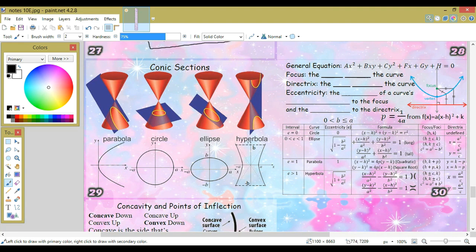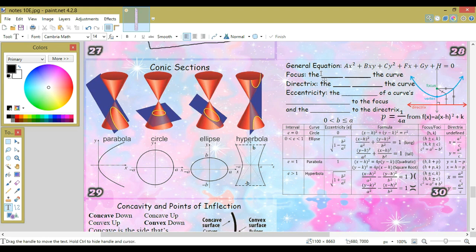Page 29, we have conic sections. These are all the different types of sections that you could cut on a cone. The only one we'll talk about that much in Algebra 1 is parabolas. Page 30. The general equation is ax squared plus bxy plus cy squared plus fx plus gy plus h equals 0.